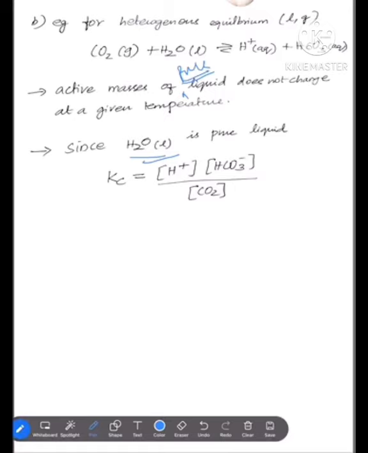Since we are not writing this equilibrium constant in terms of partial pressure, because liquids are involved, the concentration term is used. The equilibrium constant is given as the concentration of H plus into the concentration of HCO3 minus divided by the concentration of CO2. This will be the expression for the equilibrium constant for this particular reaction.